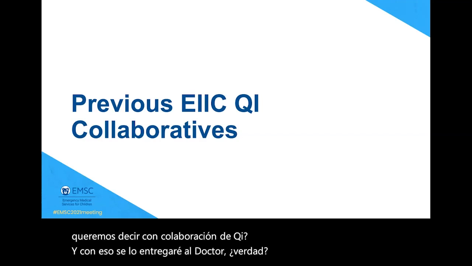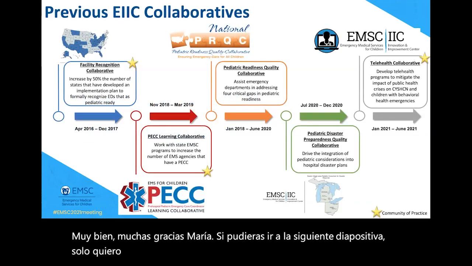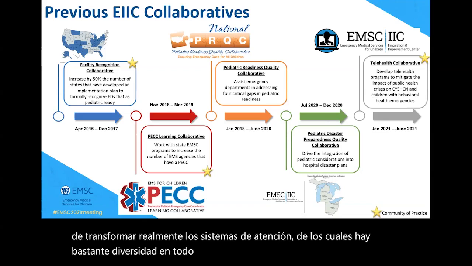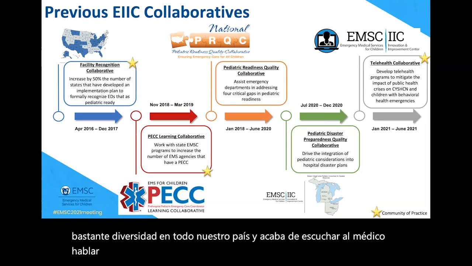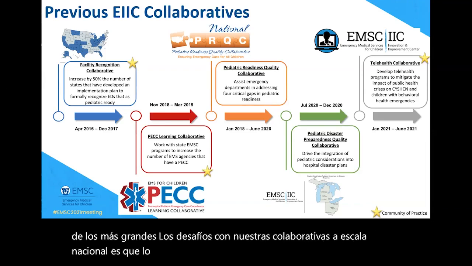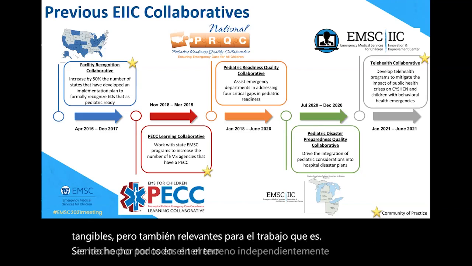Great, thank you so much, Meredith. If you could go to the next slide. I just want to emphasize that the work that we're trying to do is about really transforming systems of care, of which there is quite a lot of diversity across our country. And you just heard Dr. Fallett talk about even the development of trauma centers that have been in place for over 50 years now, and there's such diversity there. One of the biggest challenges with our collaboratives at a national scale is that we're trying to make sure that they're both tangible, but also relevant to the work that's being done by everybody on the ground, regardless of their geographic location or resources within their emergency care system.